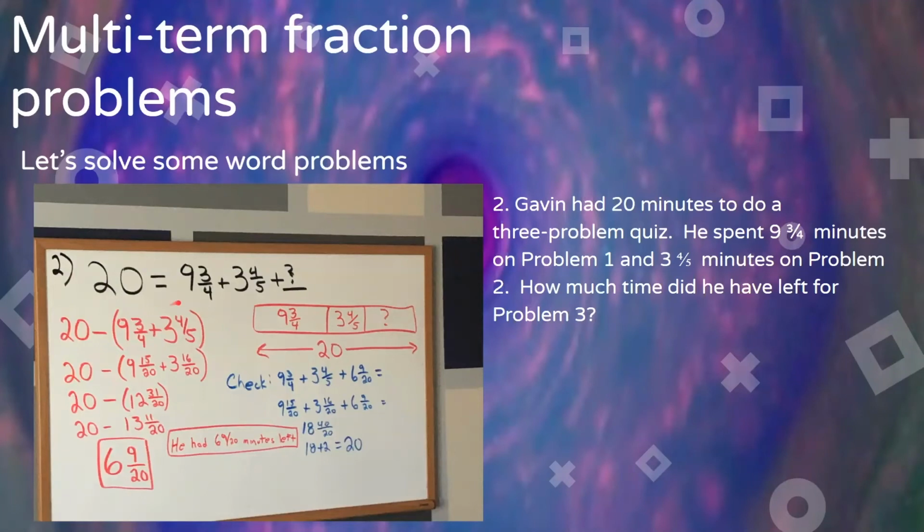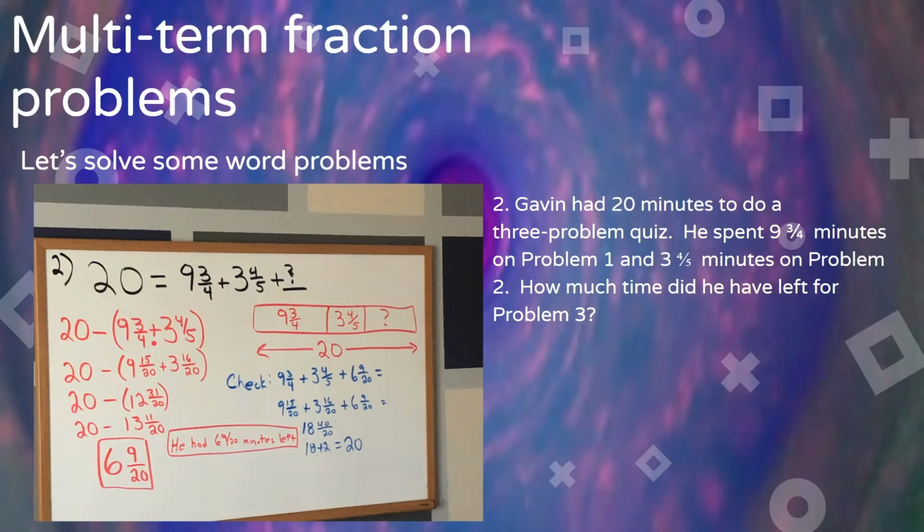And what did he use already? He used 9 3/4, and he used 3 4/5. So we just don't know how much time he has left for that last question, but we can certainly figure it out. If we used a tape diagram, we would know he has 20 minutes overall. He's used 9 3/4 for our unknown quantity. So let's look over here how we set up an expression to solve this. We know 20 minus 9 3/4 plus 3 4/5. That is going to tell us how much time is left in the 20 minutes.